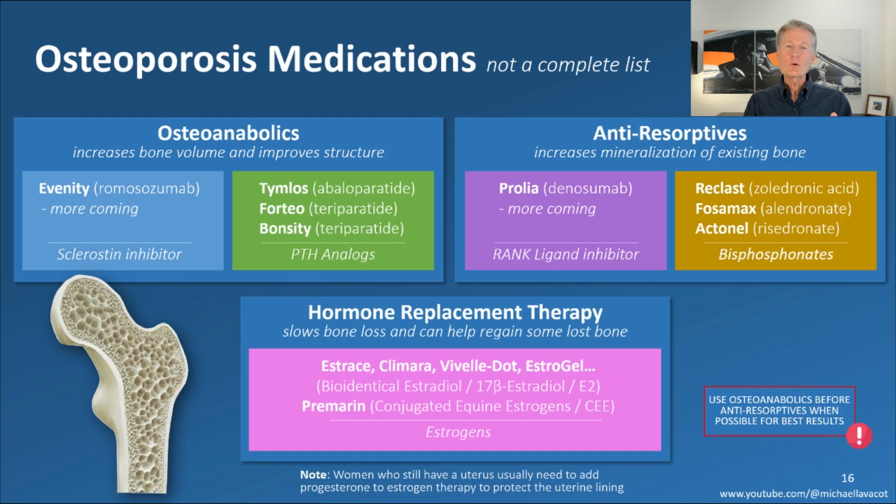Now, I've got a little note over here on the side. Use osteoanabolics before anti-resorptives when possible for best results. And when you think about it, let's look back at our model here. The osteoanabolics are going to add bone material. So the web's going to get thicker. You're going to get a better, tighter web. The outside edges are going to get thicker.